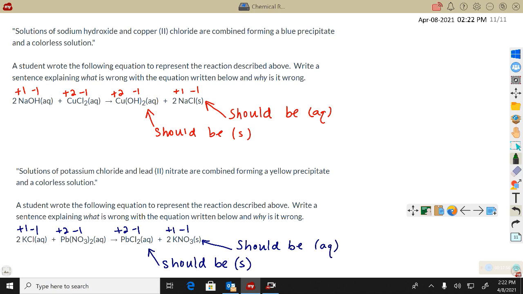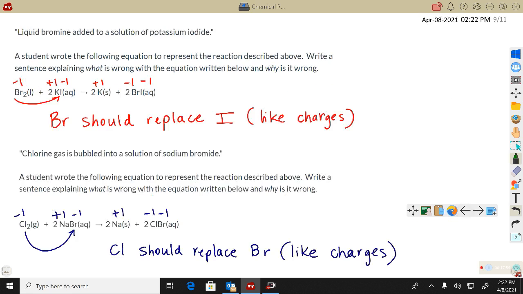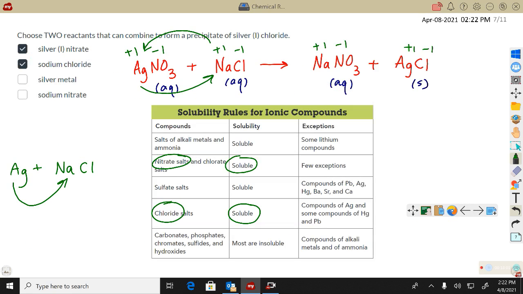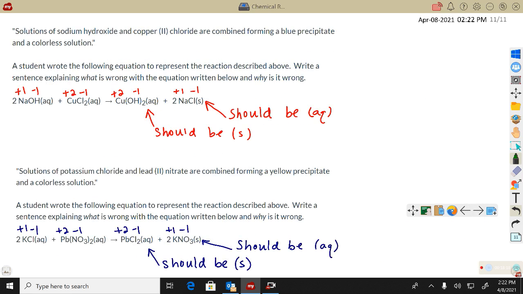But if I go back and look up something like copper hydroxide, most hydroxides are insoluble. That means they're solids. The only exceptions are things like alkali metals, which would maybe be like my sodium hydroxide. That should be the copper hydroxide. That's my insoluble precipitate.